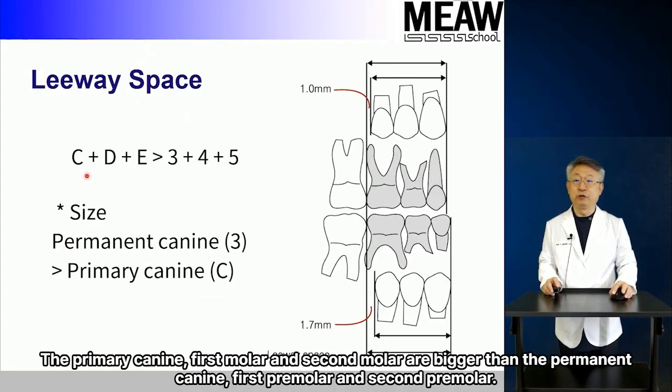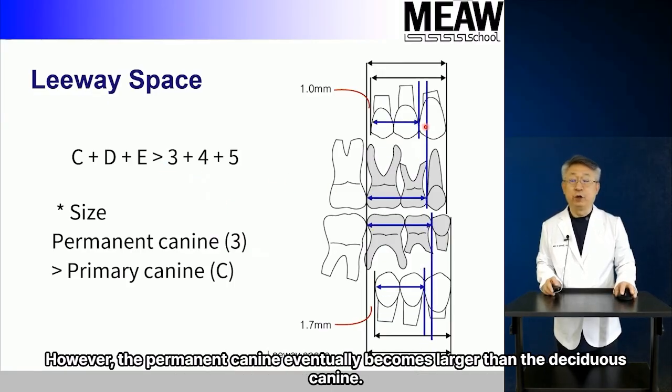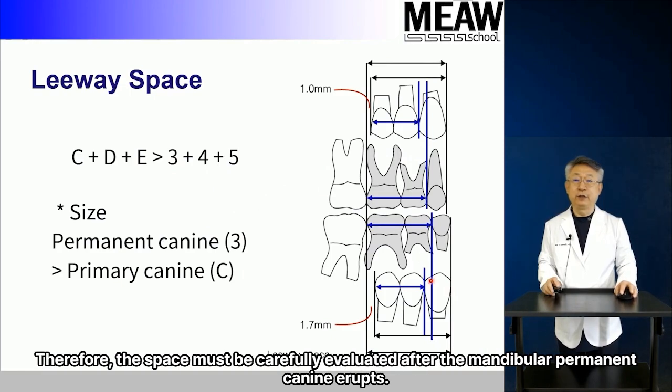The primary canine, first molar, and second molar are bigger than the permanent canine, first premolar and second premolar. However, the permanent canine eventually becomes larger than the deciduous canine. Therefore, the space must be carefully evaluated after the mandibular permanent canine erupts.